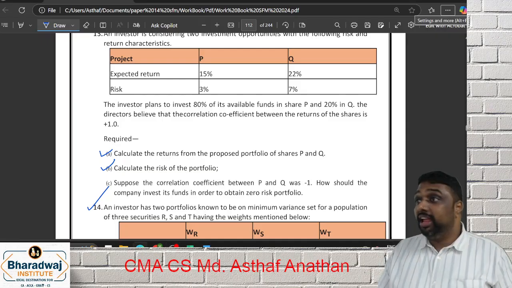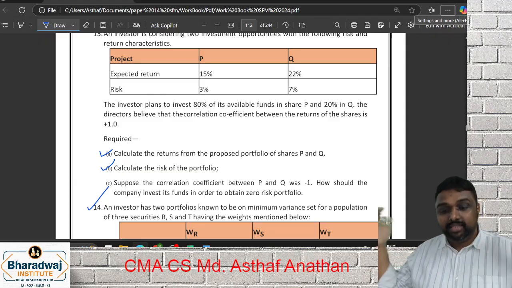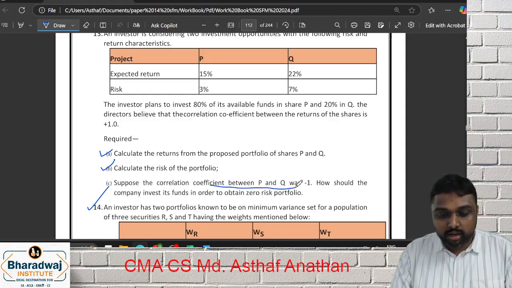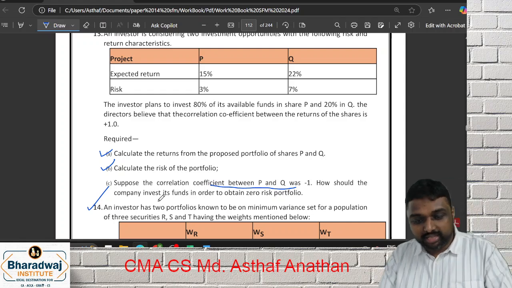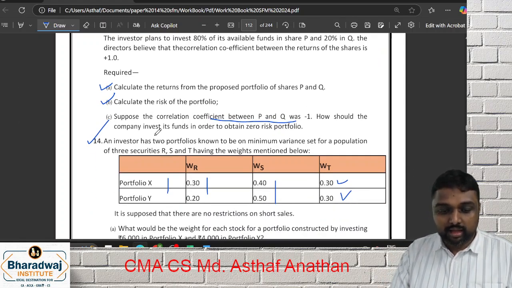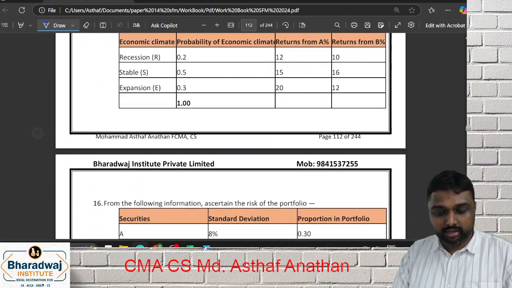So hope all of you have taken the 13 question. Let's see the C part. A and B are the same thing. What are they asking in the C part now? If the correlation coefficient is minus 1, what is it? No, this is the same 13 question only. How should the company obtain? No, this is the same model only, not 13. Let me take another one.